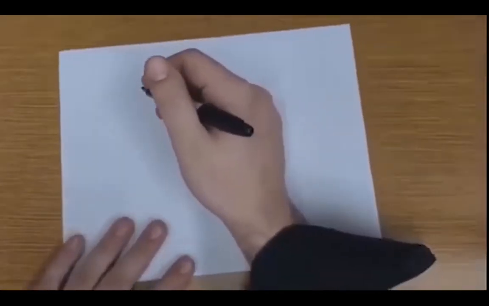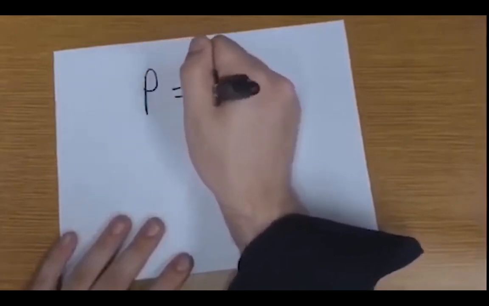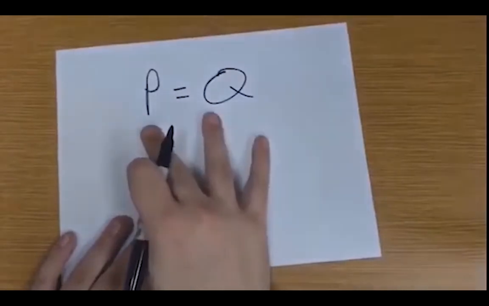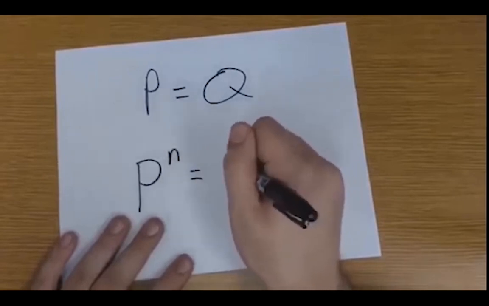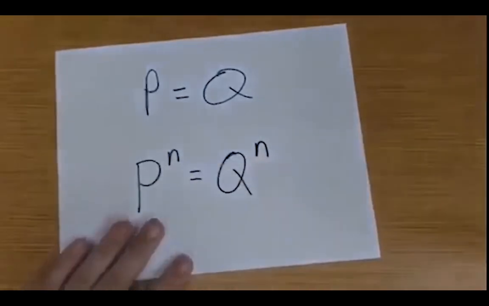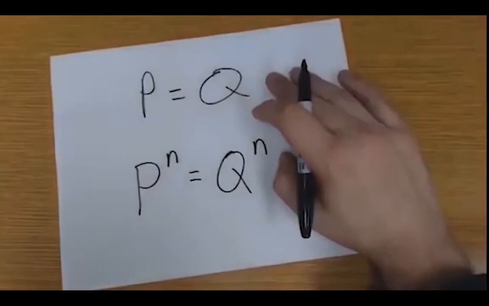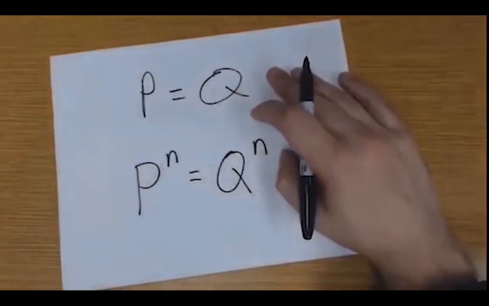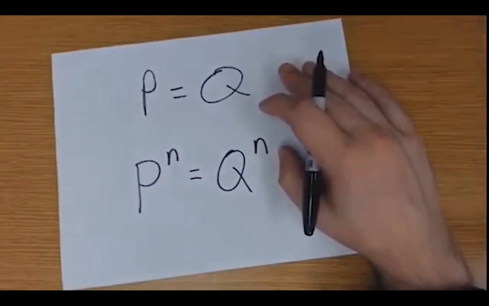We have a power property, which basically says any solution to the equation P equals Q is also going to be a solution to the equation P to the N equals Q to the N. It does not say that these equations are equivalent. It only says that each solution of the original equation is also a solution of the new equation.